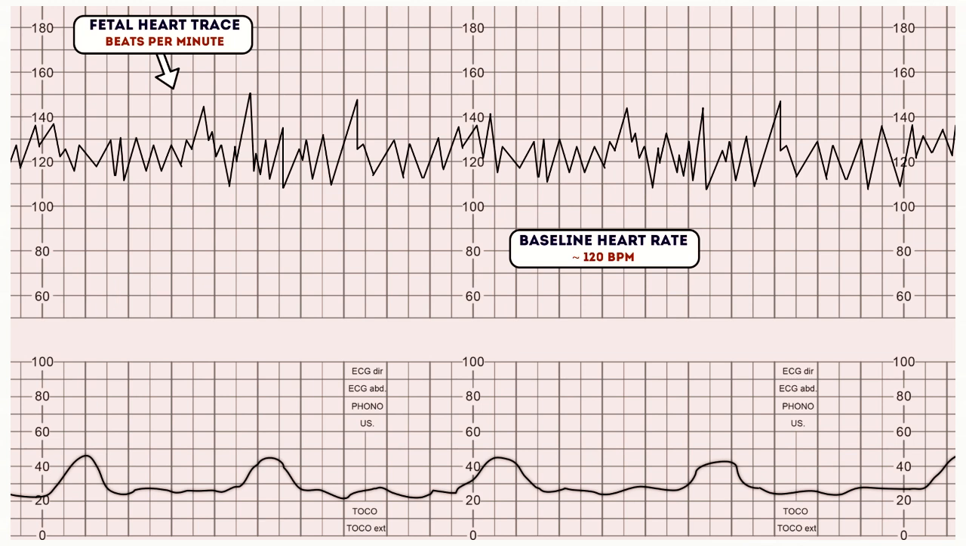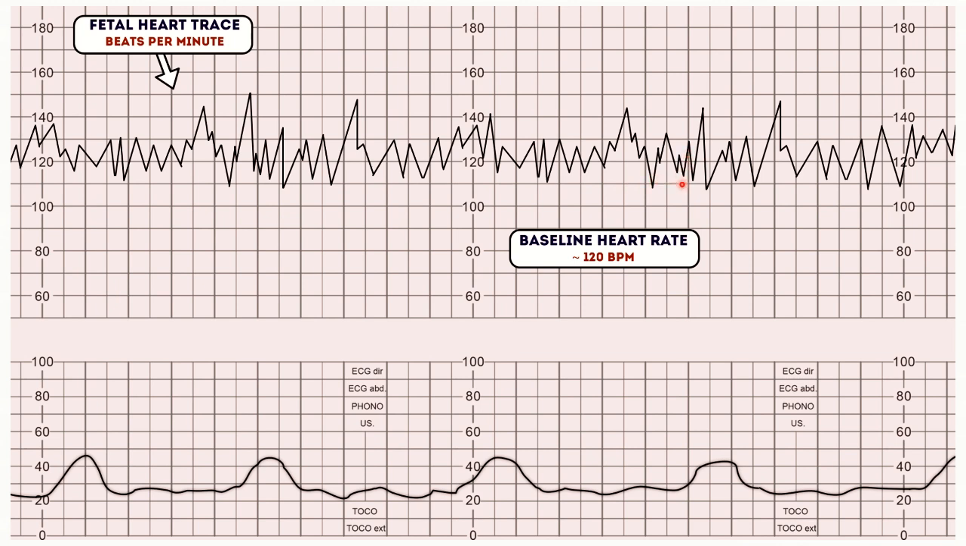Let's try to calculate the FHR for this graph. For calculating the FHR, first we need to see from where to where we get 10 boxes, which would suggest a period of 10 minutes. So let's start from here. 1, 2, 3, 4, 5, 6, 7, 8, 9, 10.